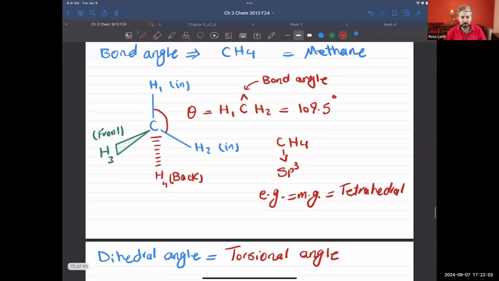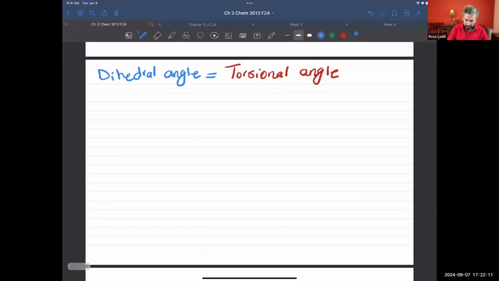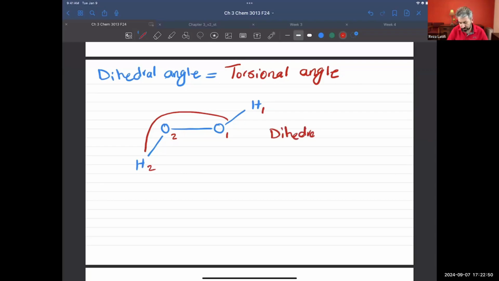Okay, so now that we know the bond angle, let's define the dihedral angle or torsional angle. What's that? Let's assume you have an oxygen, and that oxygen is attached to another oxygen. And I have a hydrogen atom attached to it, and there is another hydrogen atom here. This angle, we call it bond angle. But the angle between the first hydrogen, oxygen number 1, and then oxygen number 2, and hydrogen number 3, that angle, we call it dihedral angle. For dihedral angle, you need to have 4 atoms involved.